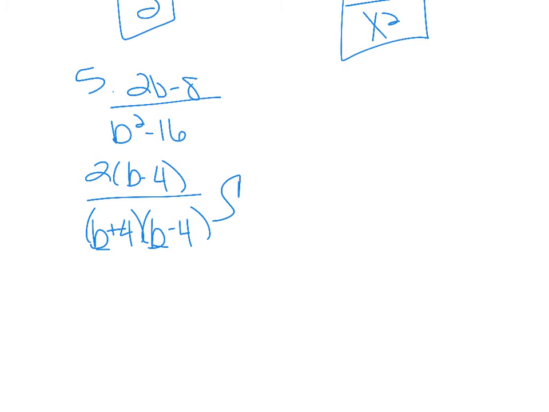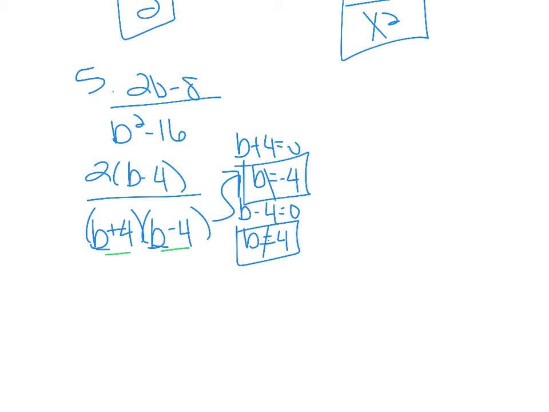Okay, then don't forget your excluded values. Now in this case, I have 2 factors here. So if either one of those equals 0, it's not going to work. So I have to say, okay, well, if b plus 4 equals 0, that means b would be negative 4. So b can't be negative 4, because in my denominator it would be 0. Or if I say, well, b minus 4 equals 0, b would be 4. Well, if b is 4, my denominator is 0, so b can't be 4 either. I have 2 excluded values here.